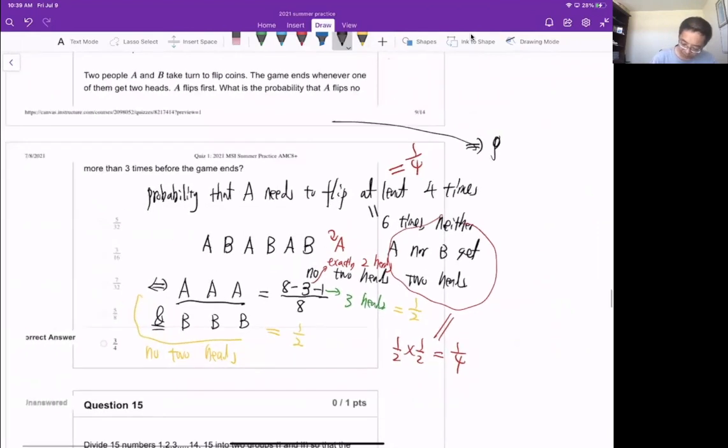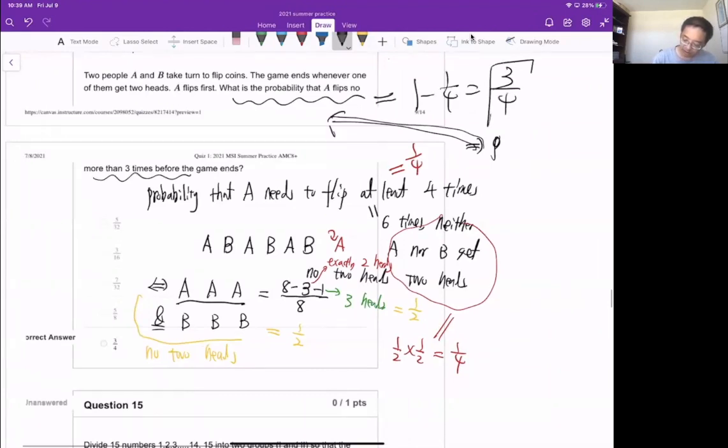So from here, we just deduce, right? From here, deduce the probability that A flips no more than 3 times will just be 1 minus 1/4, which is 3/4. Okay, so for this problem, the key is to look at the opposite. What's the probability that A needs to flip at least 4 times? And then to realize that's just equivalent to saying, if I look at the first 6 times, right? A 3 times, B 3 times, then neither A nor B gets 2 heads, right? Either it's exactly 2 heads or 3 heads, right?